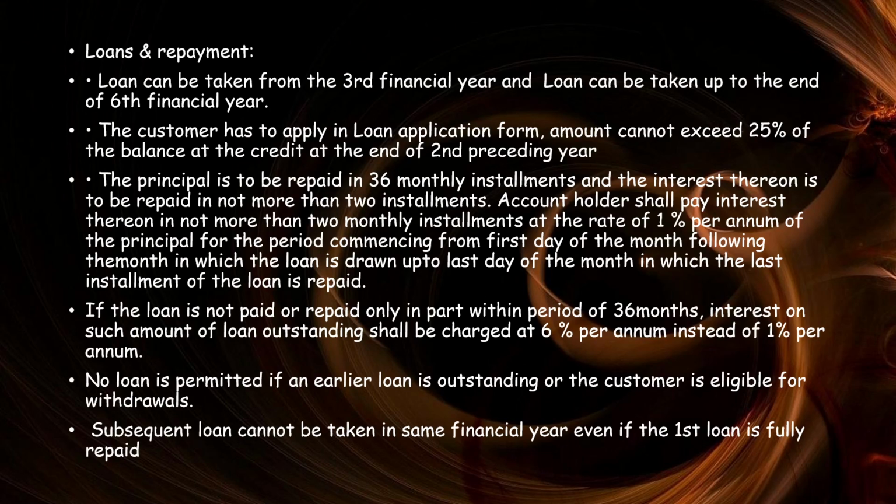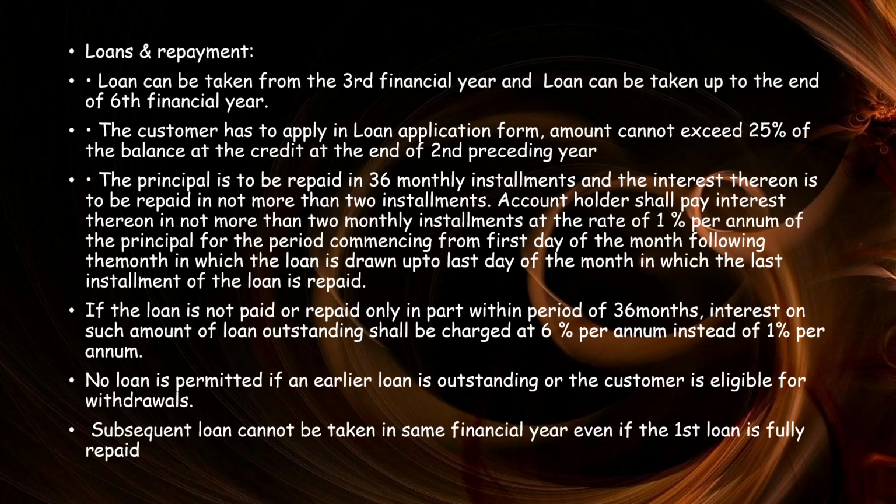Loans and repayment. A loan can be taken from the third financial year and up to the sixth financial year, because in the seventh the withdrawal is allowed. The customer has to apply in the loan application form. The amount cannot exceed 25% of the balance at the credit end of the second preceding year. So the amount can be 25% max. If we have taken a loan, then the principal is to be paid in 36 monthly installments. That means 3 years. And the interest is to be paid in no more than 2 installments.